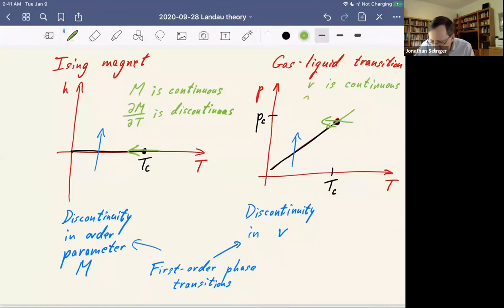but dV/dT is discontinuous. Yikes, I missed a letter there. Discontinuous. Okay, these phenomena. You wrote DV, Jonathan. I'm sorry? You wrote DV, DV. Oops. Thank you. DVD, whoops, dV/dT. Thank you.